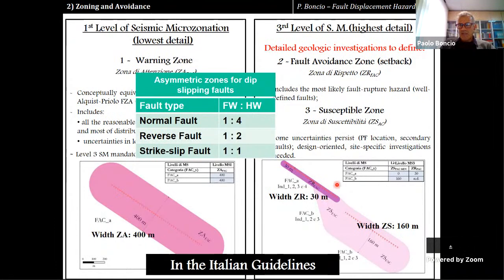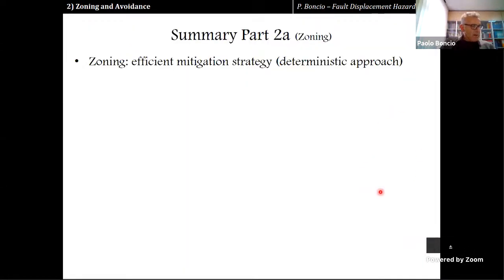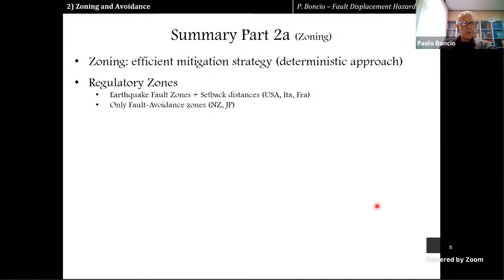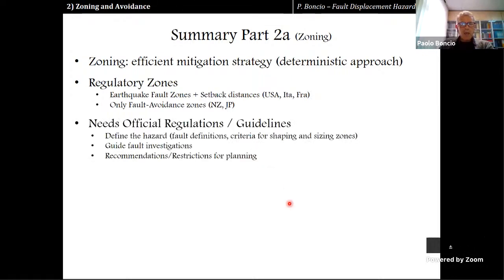The zones are suggested to be asymmetric for dip-slip faults and symmetric for strike-slip faults. So again, a short summary from this part. Zoning is an efficient mitigation strategy based on a deterministic approach. It defines regulatory zones. In order to be effective, the zoning strategy needs official regulations, official guidelines to define the hazard, to guide fault investigations, and for recommendations and restrictions within the zones.